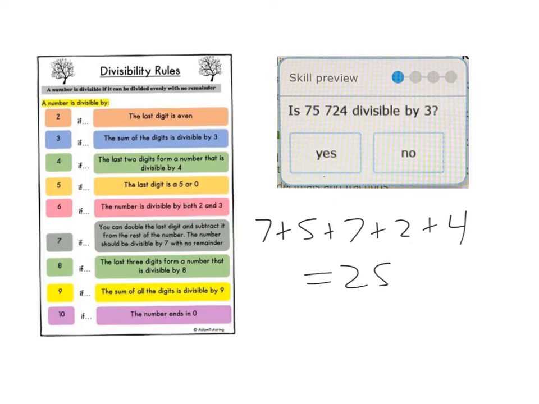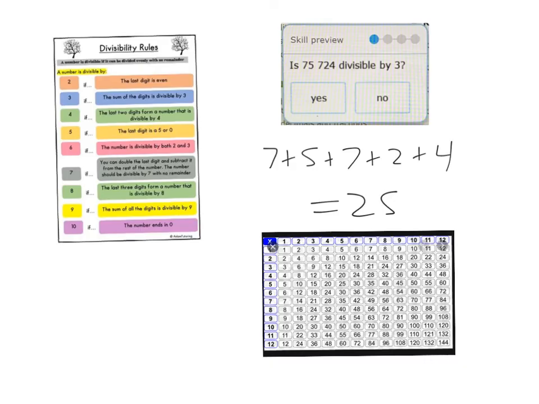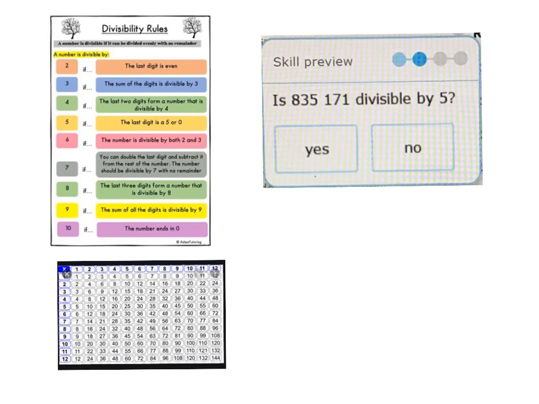You could look on your multiplication table. Go down the 3 column. Is there 25? There is not. Or, I was going to say, you might have realized that 8 times 3 is 24. 9 times 3 is 27. There is no 25. So no, this number is not divisible by 3. A nice easy example here.